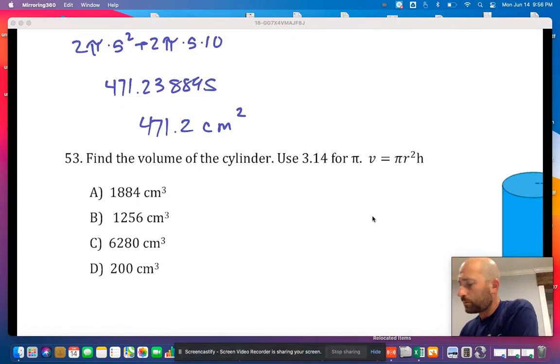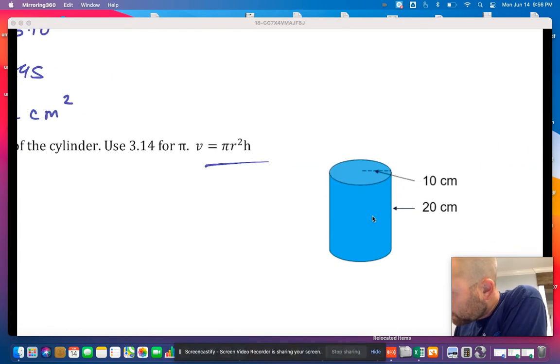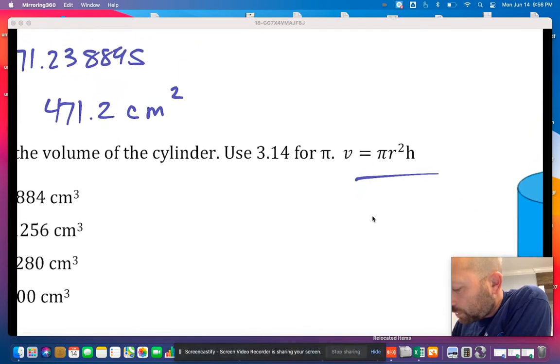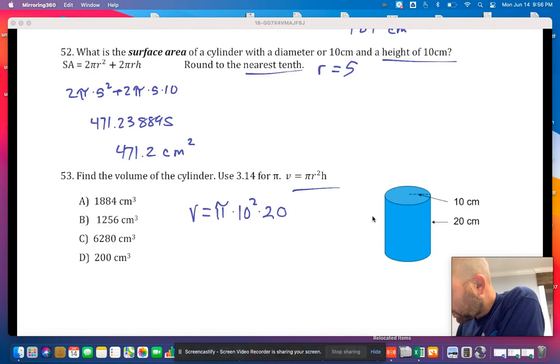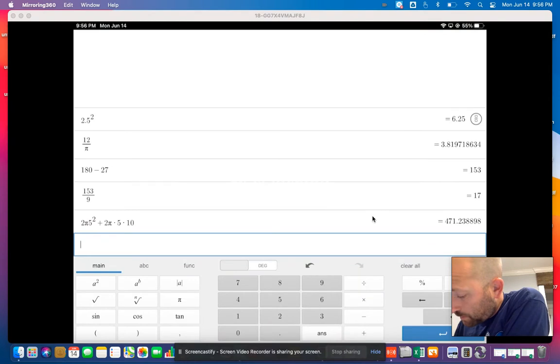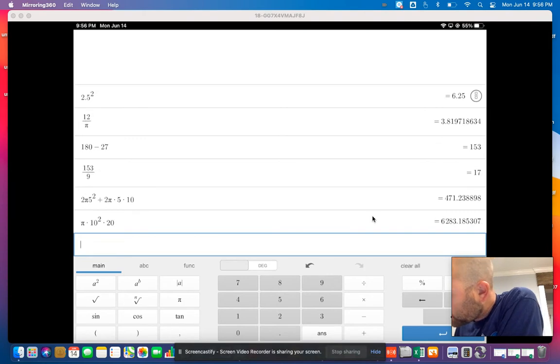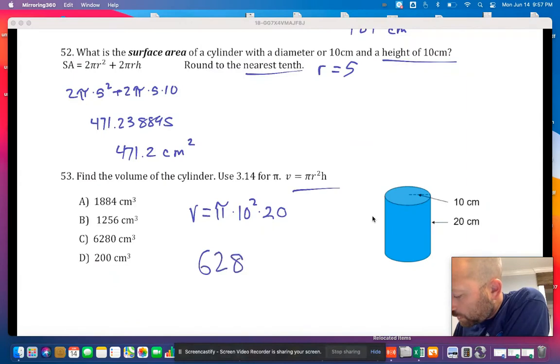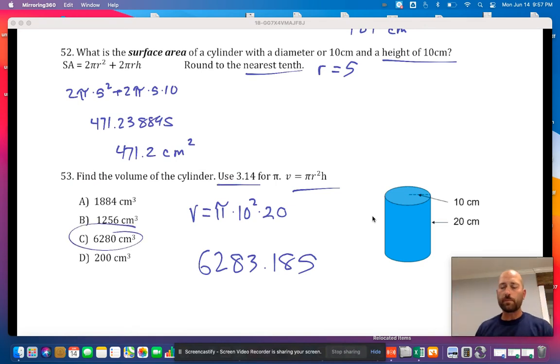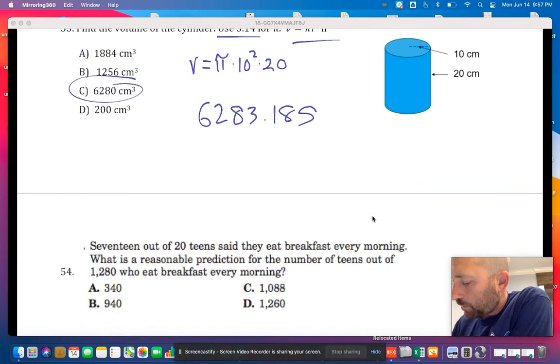Find the volume of the cylinder. Here's the formula. 10 is the radius, 20 is the height, so the volume is equal to pi times 10 squared times 20. Okay, I'm going back to the calculator. Pi times 10 squared times 20 is 6283.185. I didn't use 3.14, I used the pi button. So it's coming up to 6280.